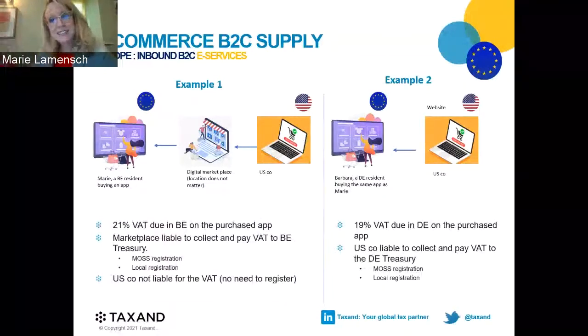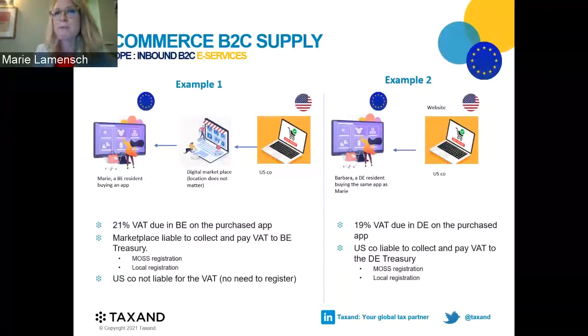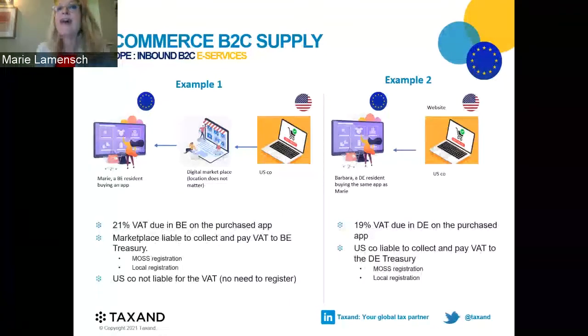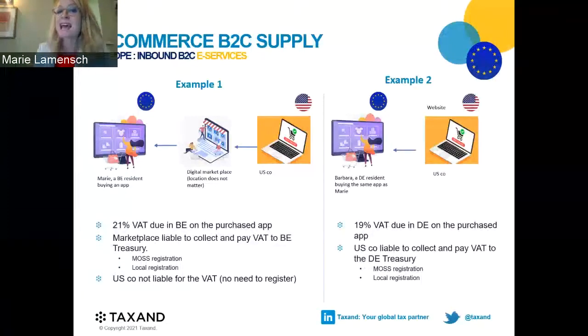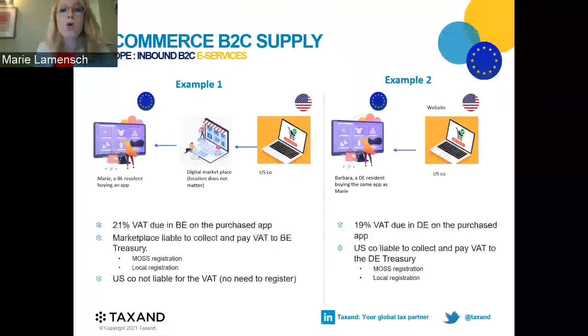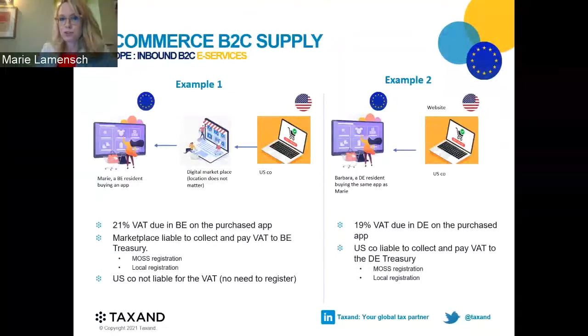My second example, on the right side of the slide: imagine my colleague Barbara from Germany. She buys exactly the same app, but she doesn't go through a marketplace. She buys it directly on the USCO website. Well, in that case, because she's a German resident, you're going to have a different rate of VAT applicable. And of course, the VAT will be due to the German Treasury. And in this case, because there's no marketplace, the US company has to register either a local registration in Germany or a registration through the MOSS.